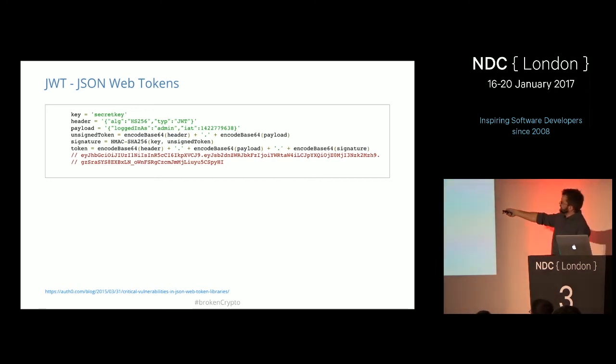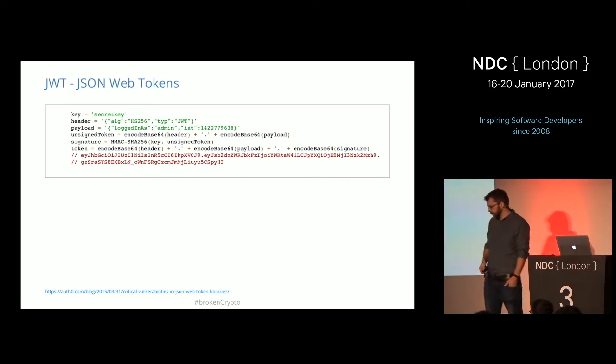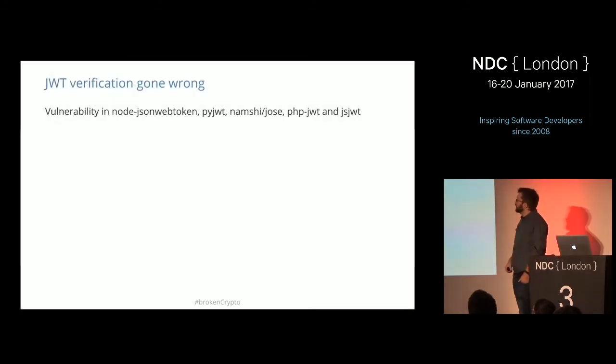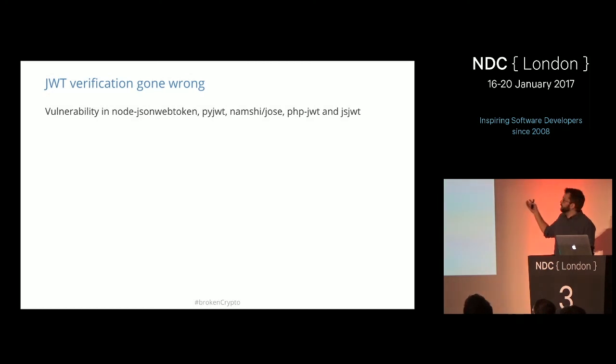So we base64 encode these two, and we concatenate them with a dot in between. We sign that, and that becomes the signature, which we also add to the end. So everything is base64 encoded. Looks fairly nice. The problem is the implementations of this have not been at the best quality sometimes. So there was a vulnerability in many of the different JWT libraries.